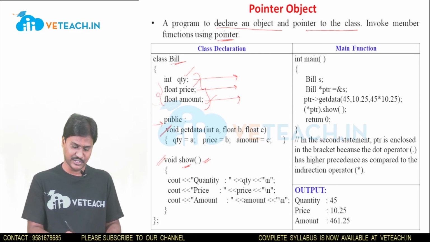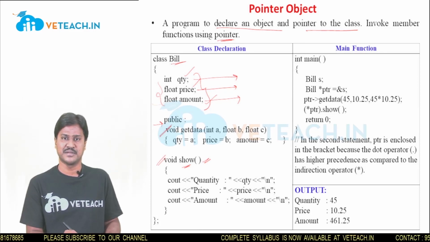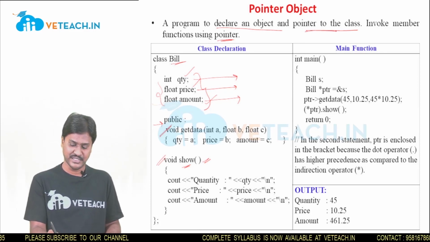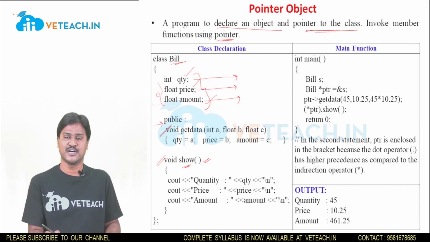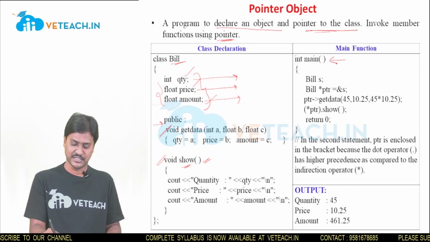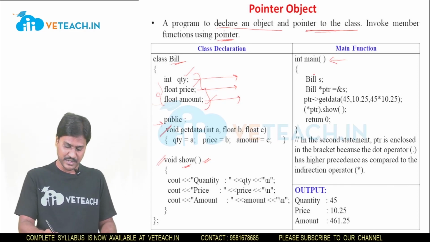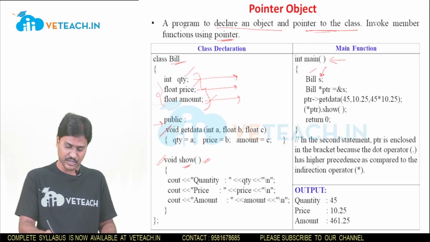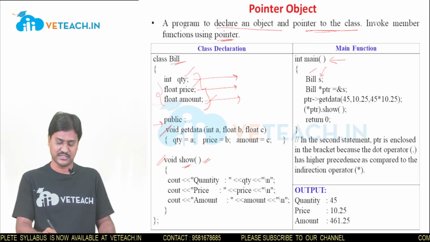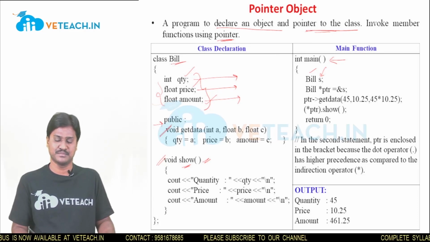This is the scenario and behavior of the class bill, and how these data members and member functions can be accessed by creating a pointer to the class, and we will see that in the main function here. Coming to this main function, I have a bill class and I need to define an object of this class like this, bill S. Now S is an object of class bill.